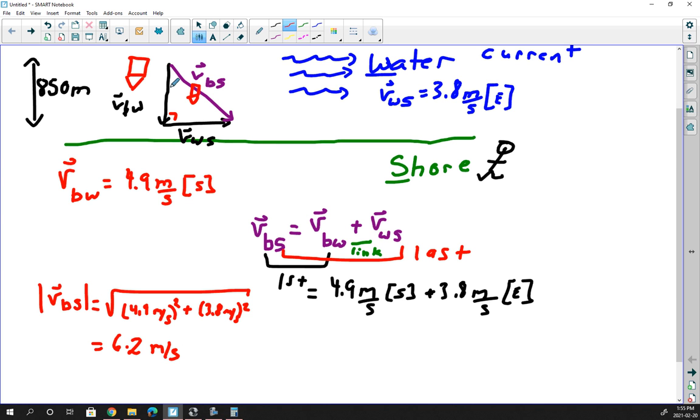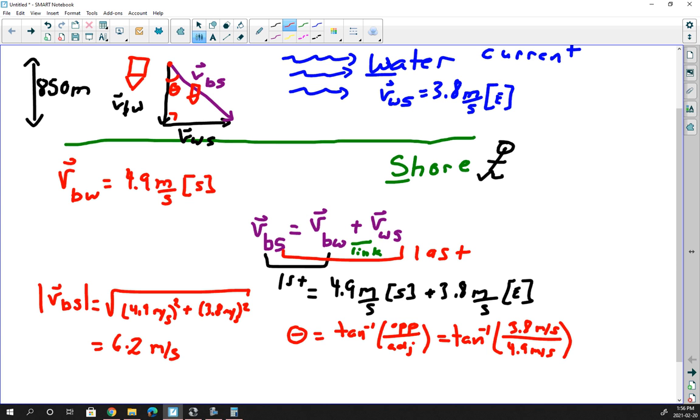Now we want to find the angle. Now, I don't care what the textbook does. We find the angle here. That's the way we do it. So the angle theta is equal to tan inverse of the opposite side over the adjacent side, which would be tan inverse of the opposite, 3.8 meters per second, over the adjacent, 4.9 meters per second. And that'll give us 38 degrees.